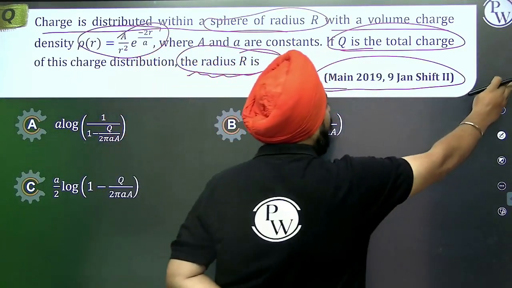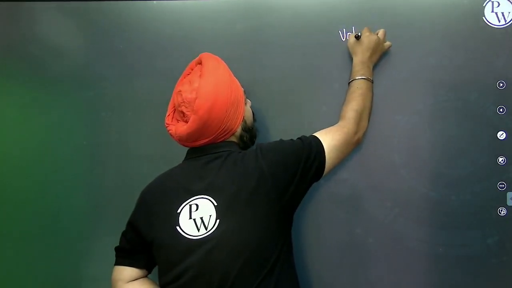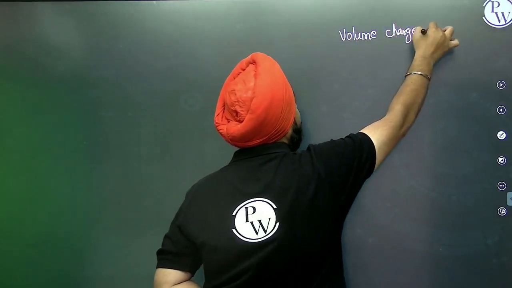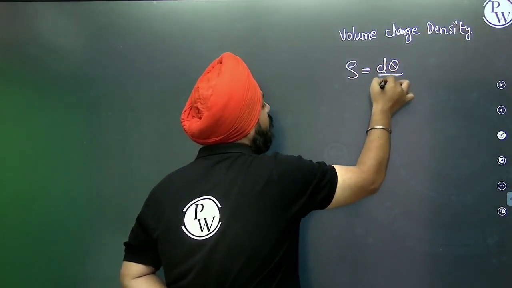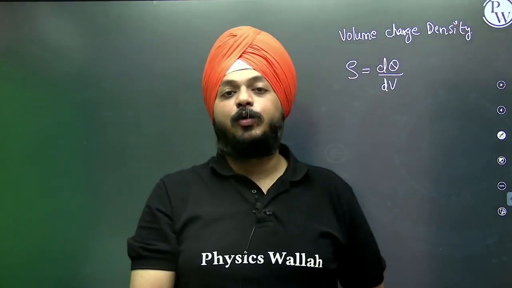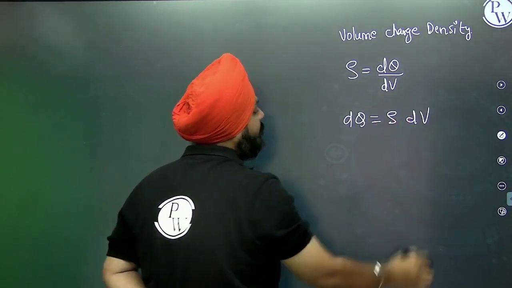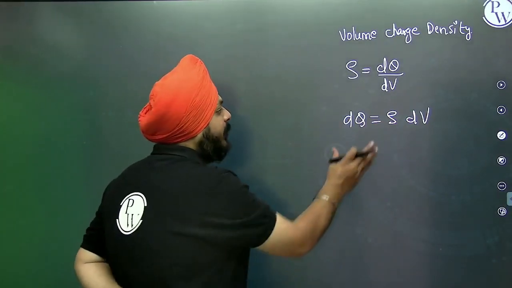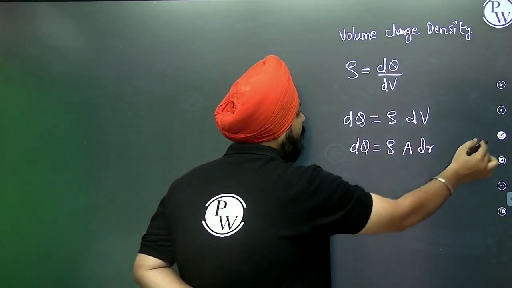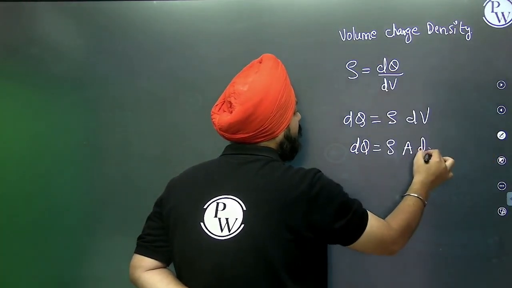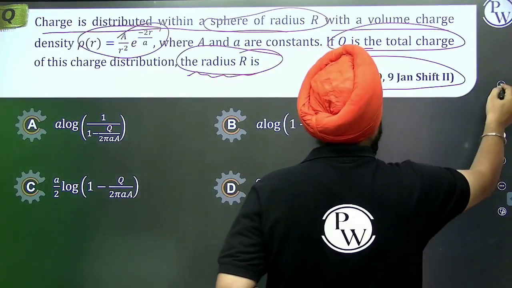Okay, let's solve this. First of all, I want to tell you about this volume charge density. This thing we have seen in the lectures, what the volume charge density actually is: how much amount of charge is distributed over a specific volume. So can I say dq is equal to rho into dv. For a sphere, dq is equal to rho dv, as area into dr, or you can say dx. Here let's use r.